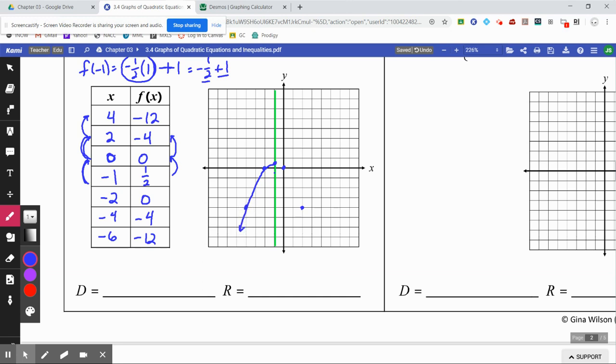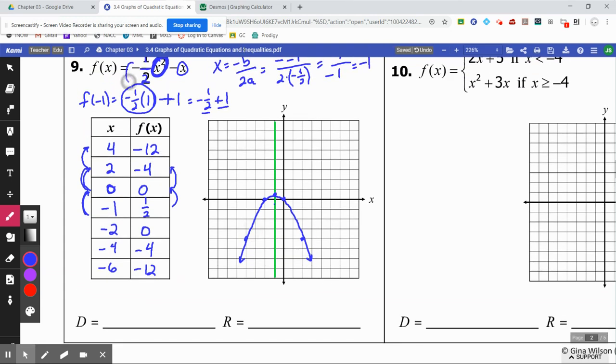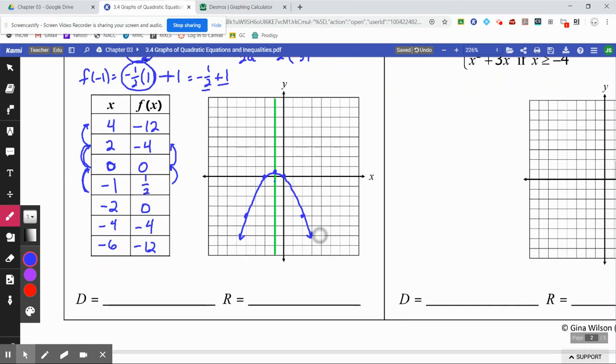And my parabola is a little bit wider. Now, why is my parabola a little bit wider on this? Because of the fraction out front. Anytime you put a fractional number out front, it's going to widen out your parabola. The bigger that number is out front, the more narrow it's going to make it. So there is the graph of that.